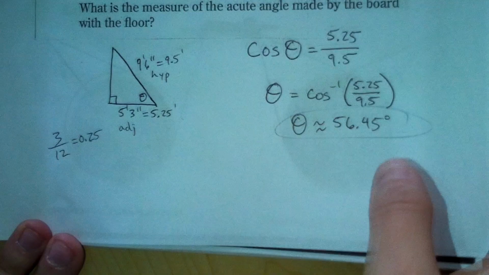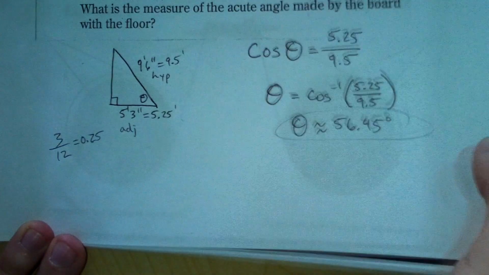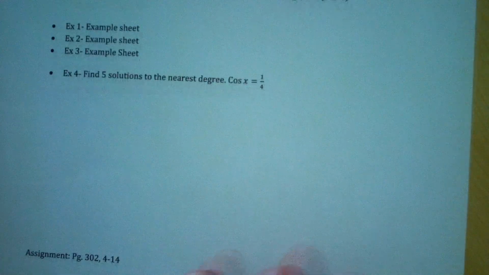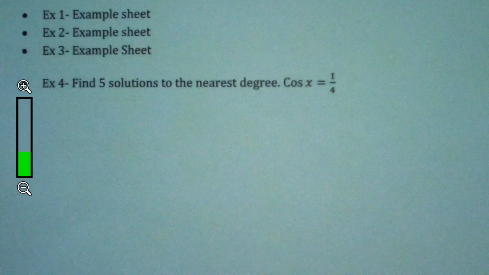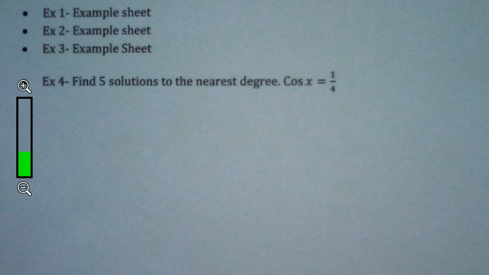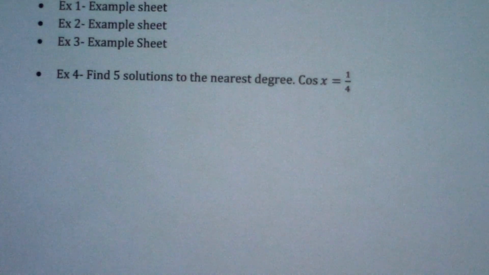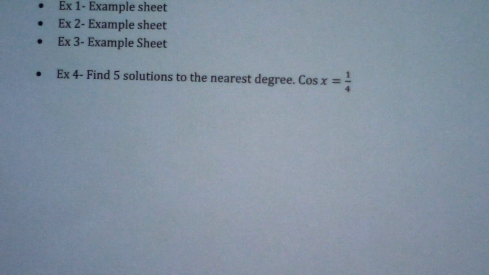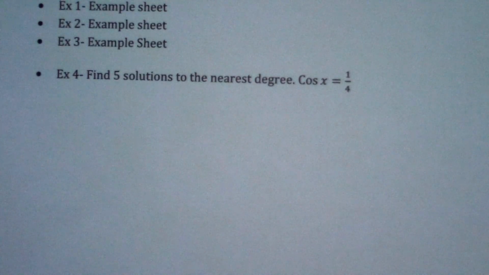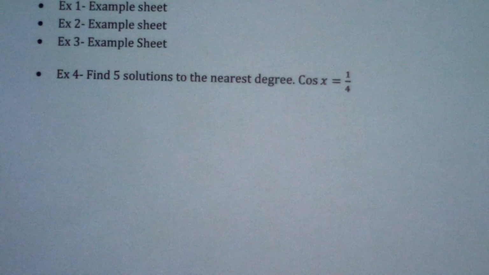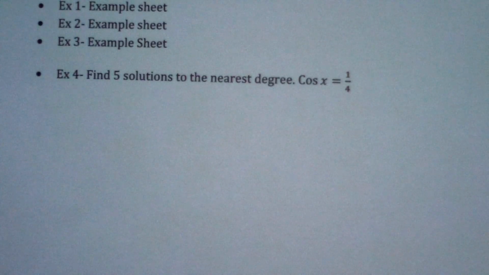Okay, so like I said, I just wanted to add this question here because there are some on your assignment that ask something similar to this, so I just wanted to make sure we knew what was going on. So it says find 5 solutions to the nearest degree of cosine x is equal to 1/4. When we do this out here, same concept as before, so you've got cosine of x equal to 1/4. To solve for it, it would be inverse cosine of that 1/4 is going to kick out our x value.